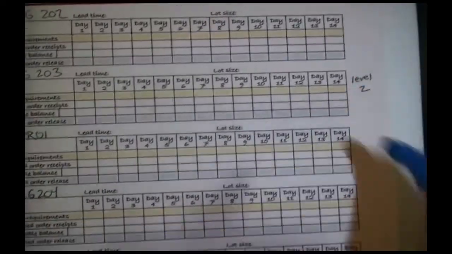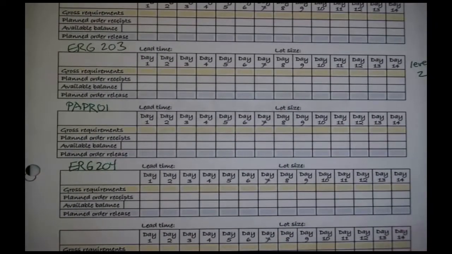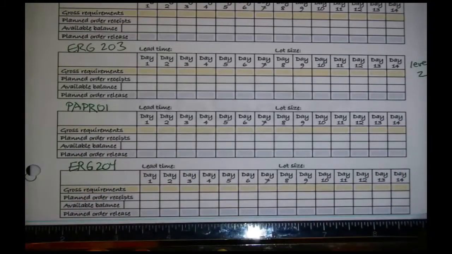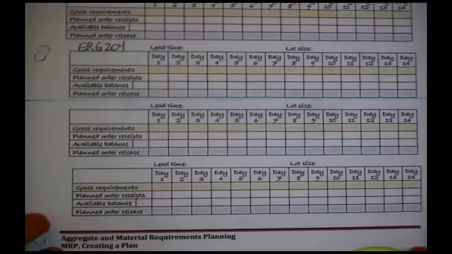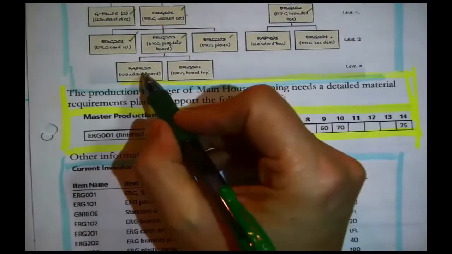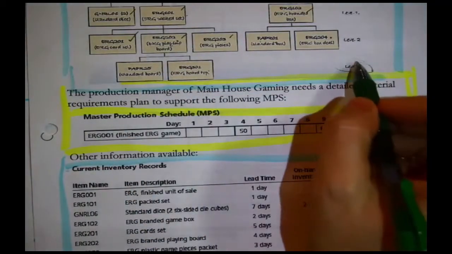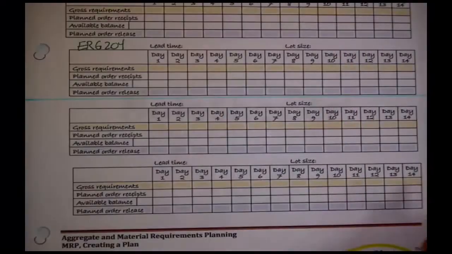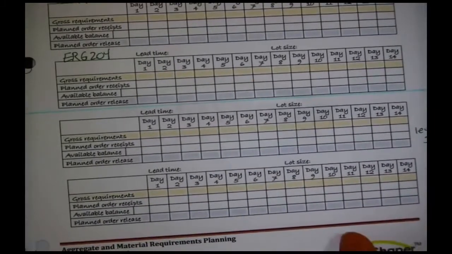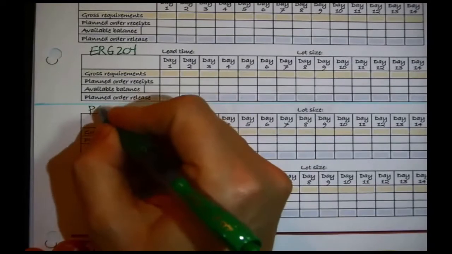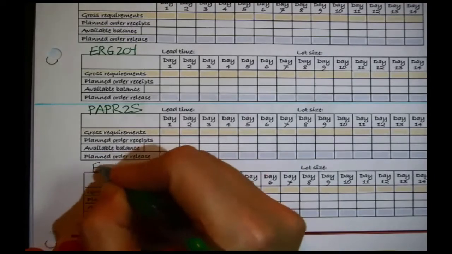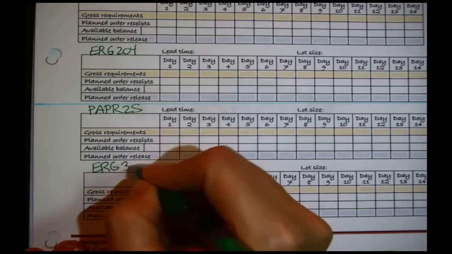This part over here is not necessarily standard or required, but I just find it helpful for keeping track of where we are. Because there are 2 leftover records on this page, and that works out really well because there are 2 other items here. They're on level 3. Let's dedicate records to them. Level 3. One of them is standard paper item PAPR25, and the other one is ERG301.